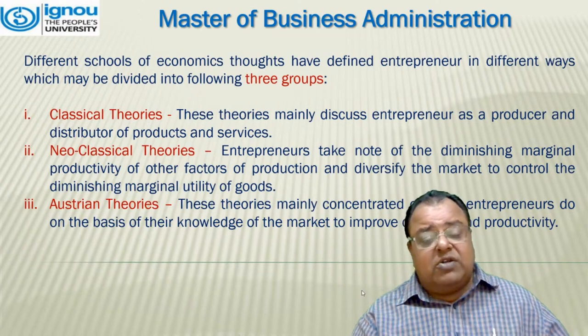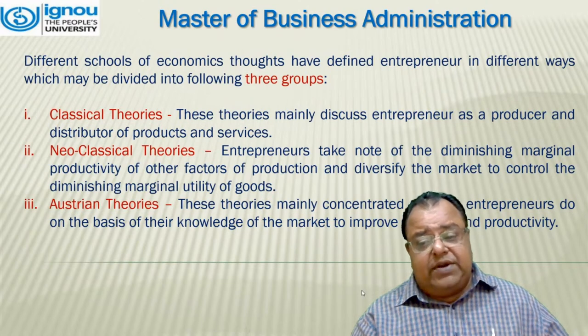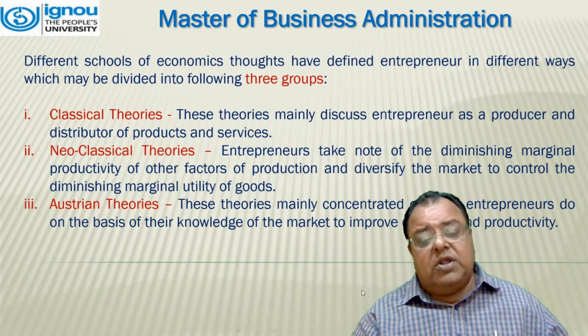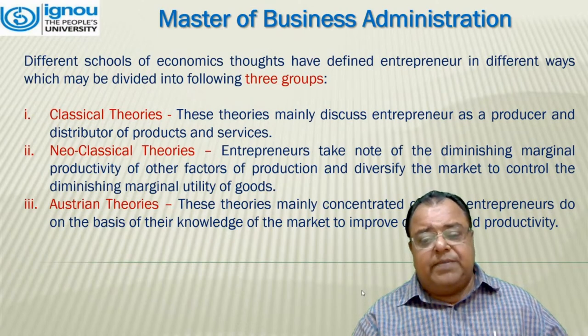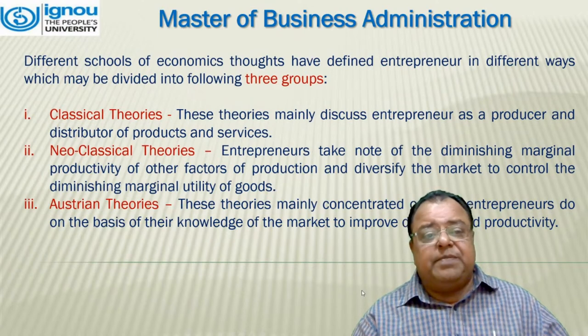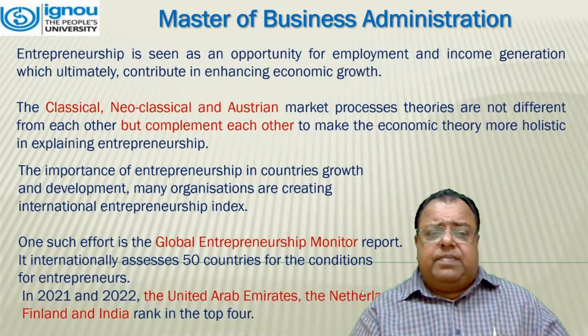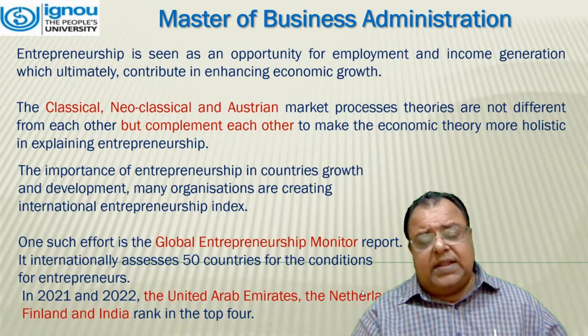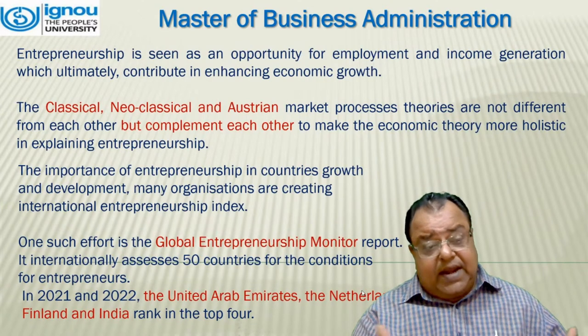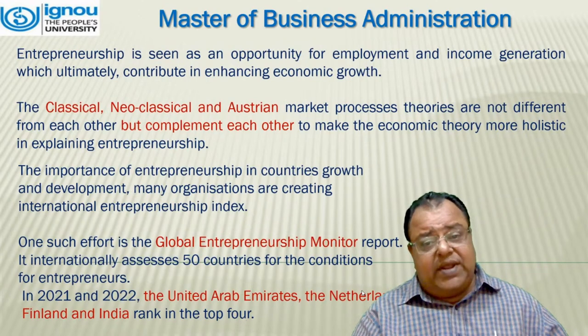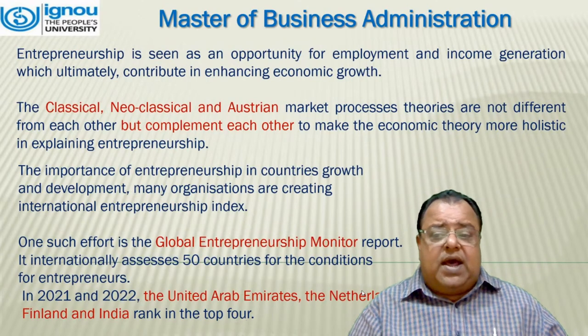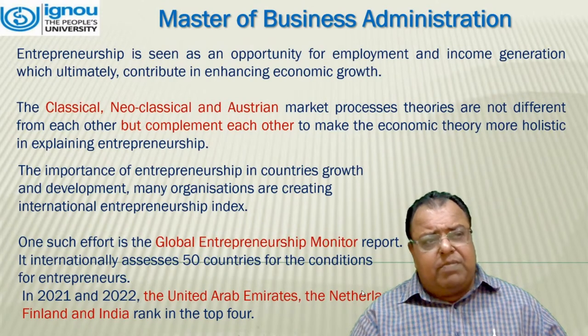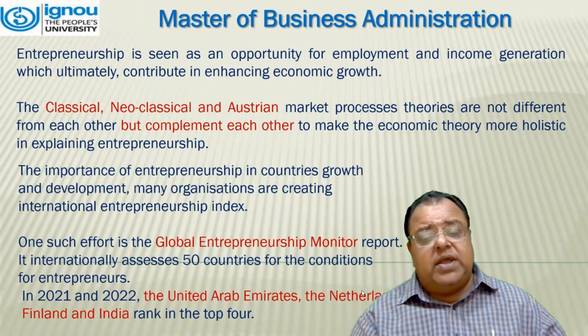The third one is Austrian theories. These theories mainly concentrate on what entrepreneurs do on the basis of their knowledge of the market to improve demand and productivity. Entrepreneurship is seen as an opportunity for employment and income generation, which ultimately contributes to enhancing economic growth. The classical, neoclassical and Austrian market process theories are not different from each other, but complement each other to make the economic theory more holistic in explaining entrepreneurship.